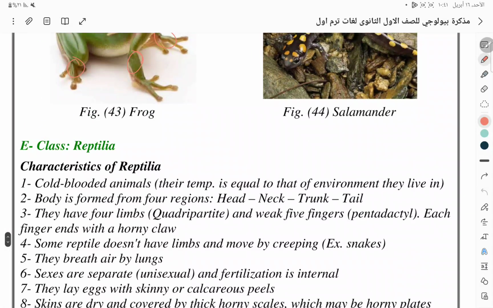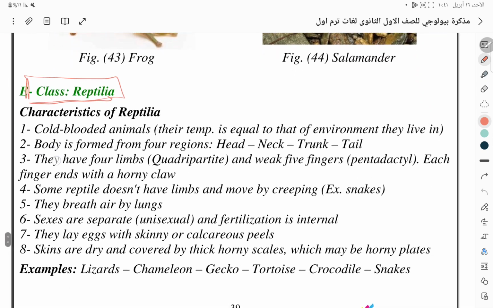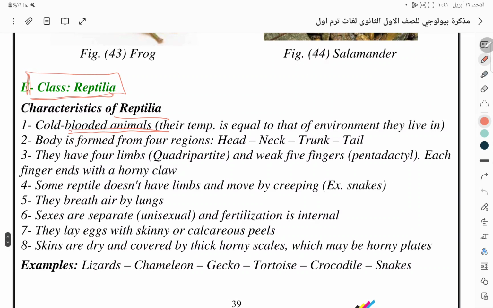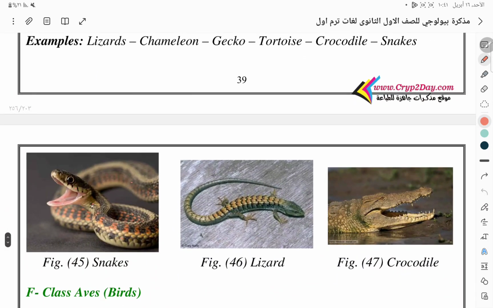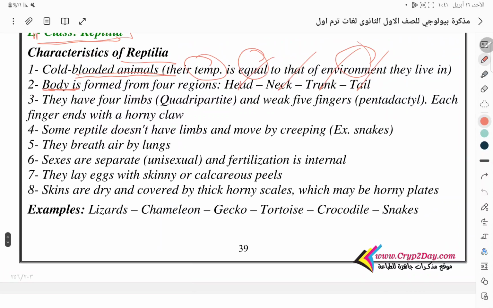Class Reptilia. Cold-blooded animals, their temperature equals the environment. Their body consists of head, neck, trunk and tail. They have 4 limbs, quadrupedal, and 5 fingers, pentadactyl. Each finger has a horny claw.